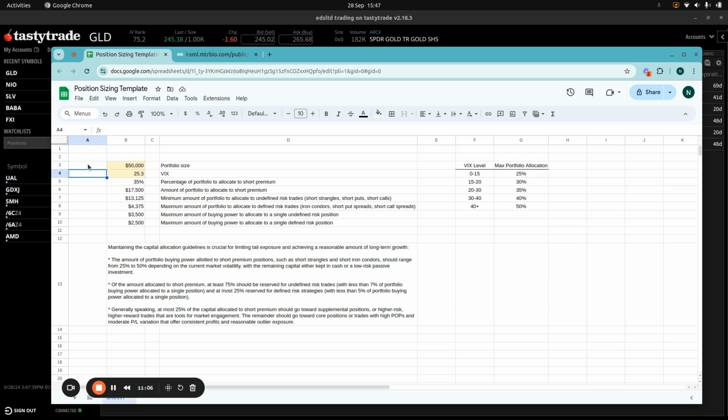And all you need to do at this point is use this information to form the backbone of your portfolio. It will tell you how much buying power to allocate to any single undefined risk position, any single defined risk position, and how much of your portfolio you should allocate to short premium strategies in general.